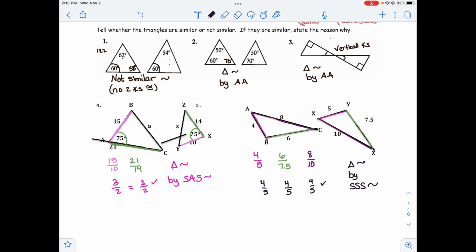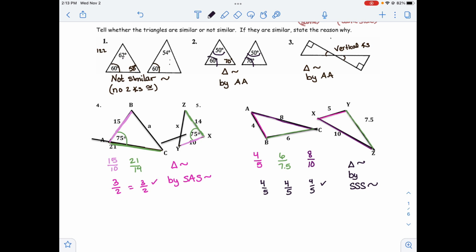On the next one, we have a 50 and we have a 50. Great, that's one angle. Then we have a 60 here. We add these two together, subtract from 180, we get 70, and we have a 70 here. So immediately we know that these are similar because of angle. They have two angles that they share that are congruent.